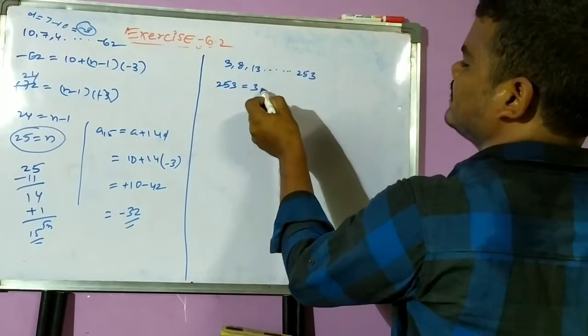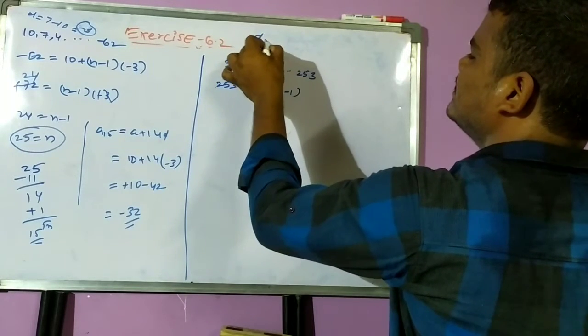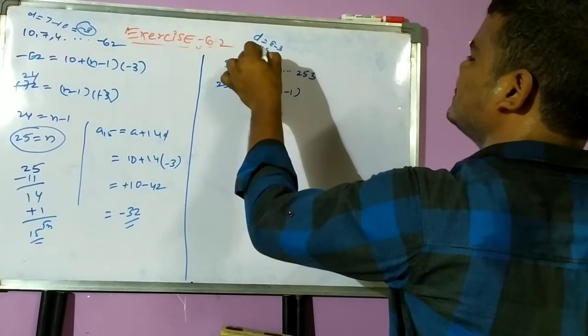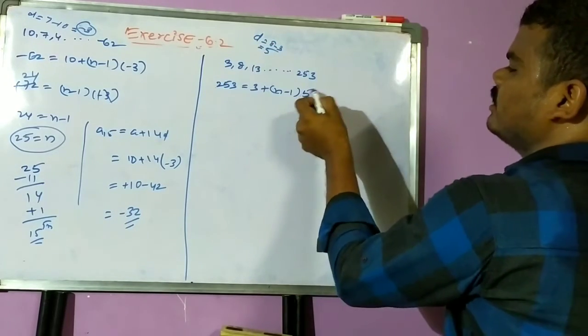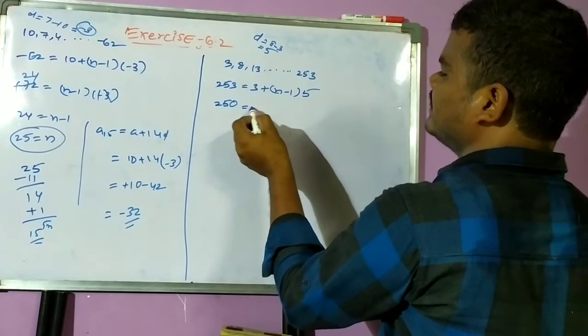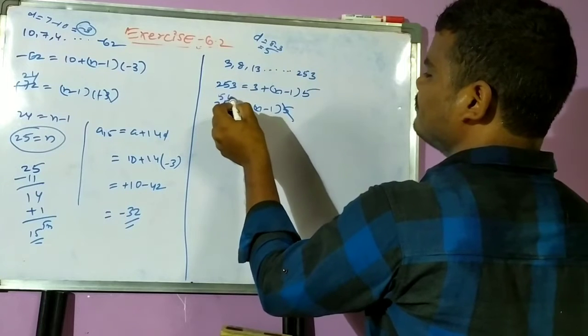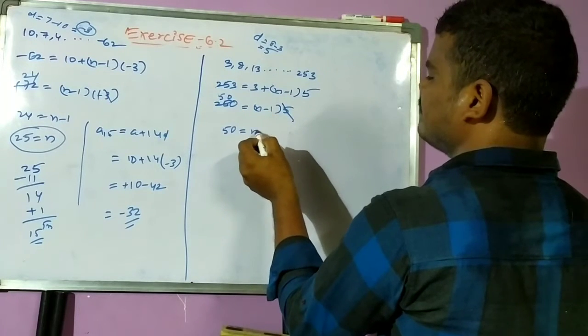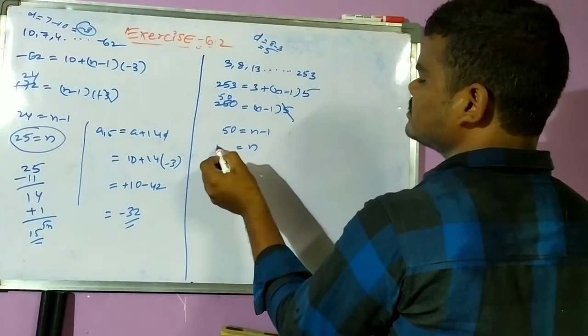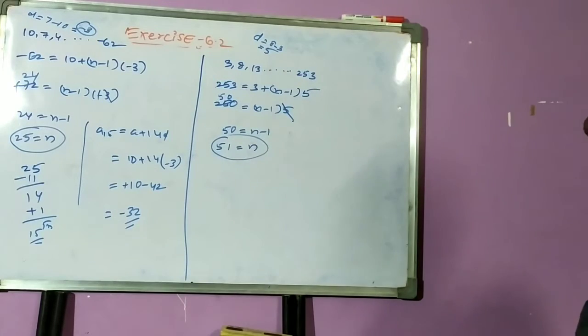253 is equal to 3 plus n minus 1 into d. d is equal to 8 minus 3, that is 5. See, 253 minus 3 is 250, which equals n minus 1 into 5. 5 5s are 50, so 50 equals n minus 1. Therefore n is equal to 51. There are 51 terms in the series.